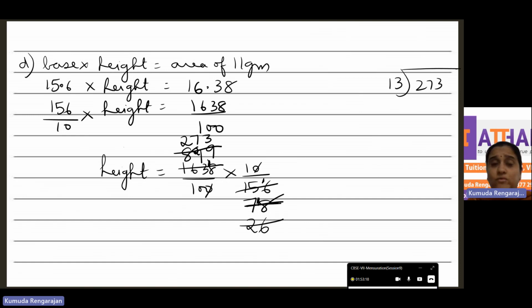So 13. Let's try. I don't know if it's divisible. Let's try. So 13 ones are... Oh, sorry. 13 twos are 26. 1 is the remainder. 3 comes down. 13 ones are 13. Yes, it is possible. So how many times? 13. This one is 21 times.